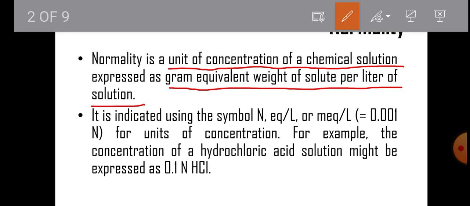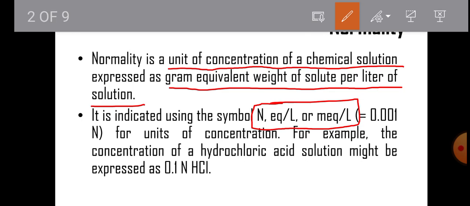So, here I gave an example. There are two different symbols given here, so kindly note them down. These are the two short notations I have given. It is referred to by the symbol N, capital letter N, or EQ/L. It refers to equivalent weight per liter. What is called MEQ? MEQ stands for milliequivalent per liter of the solution.